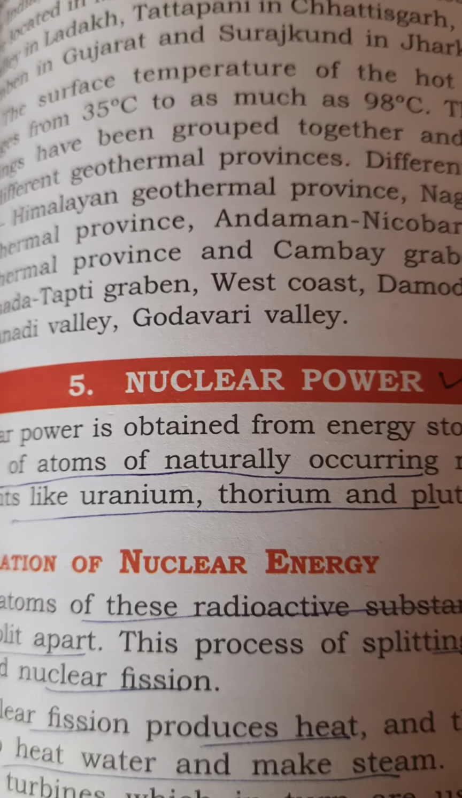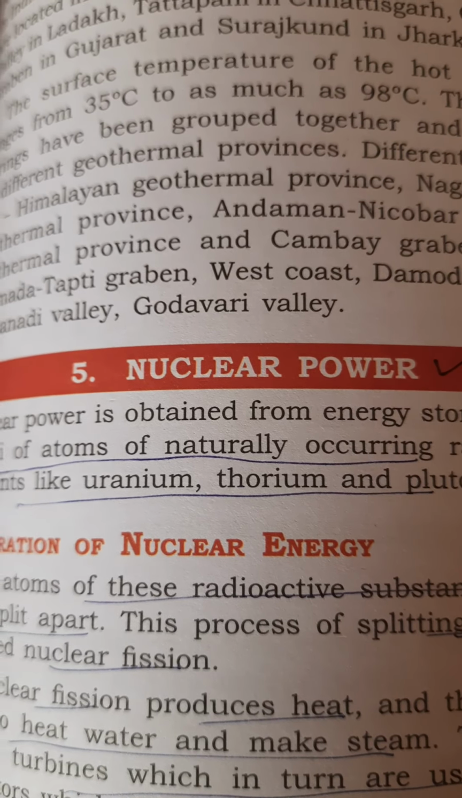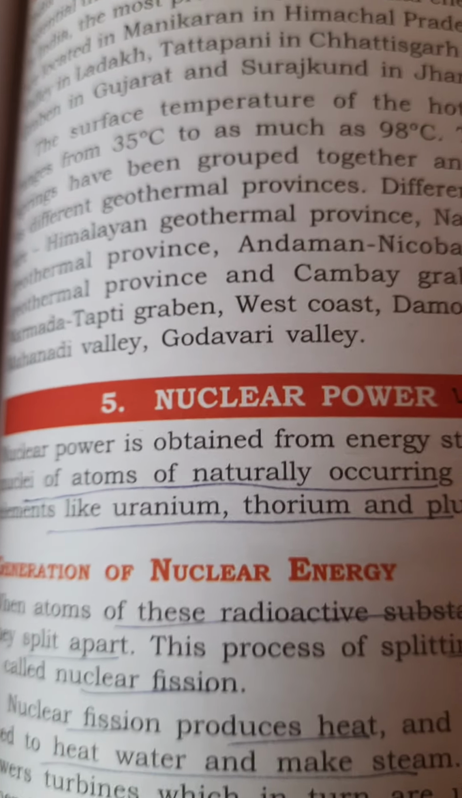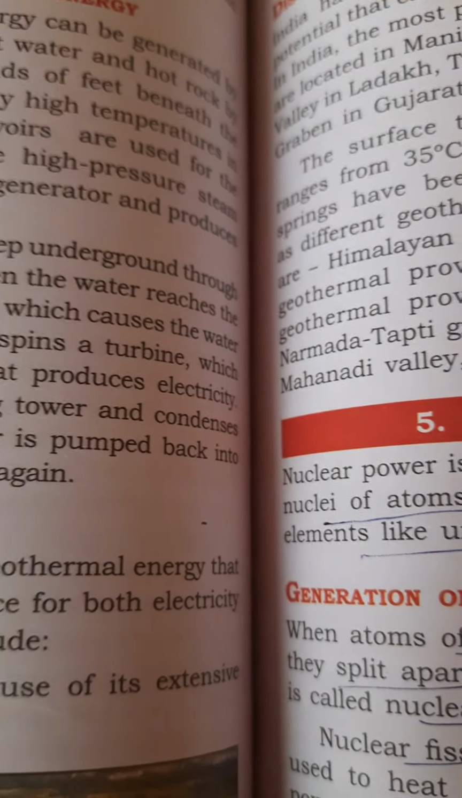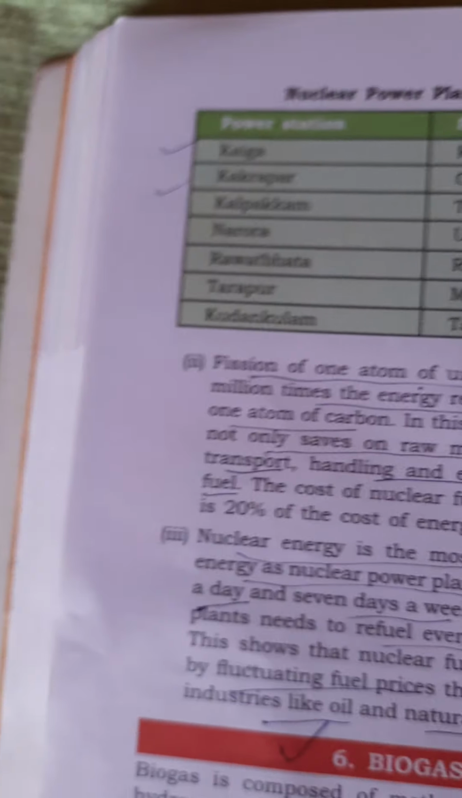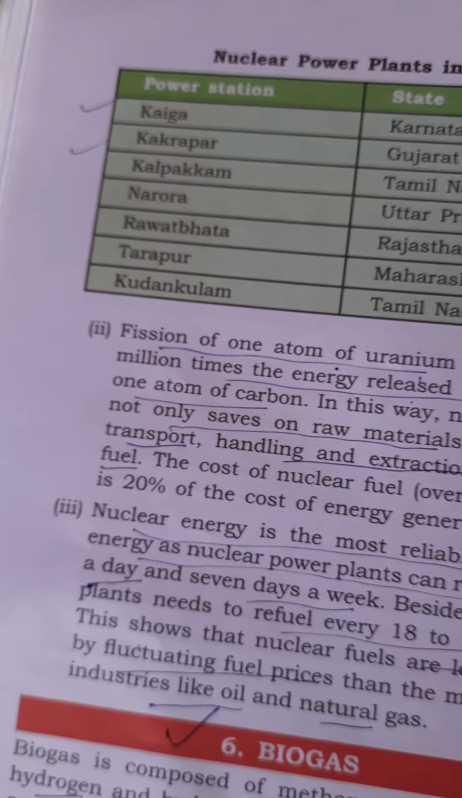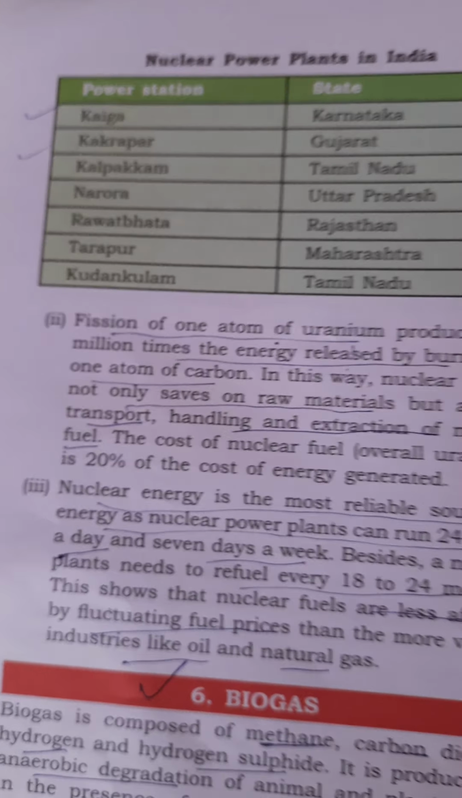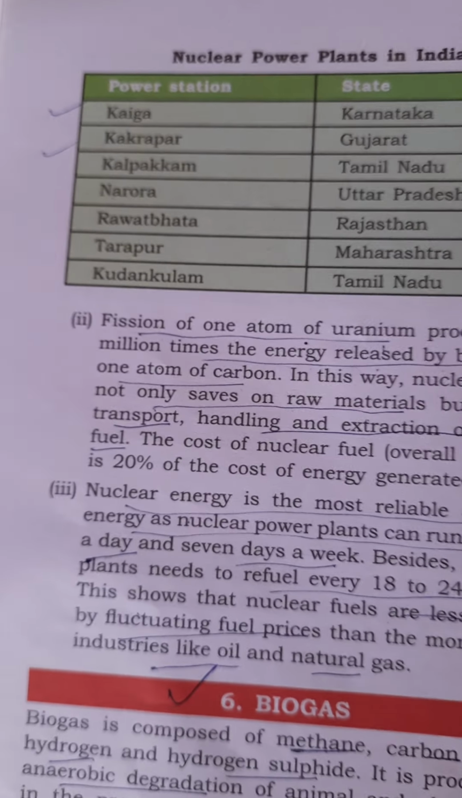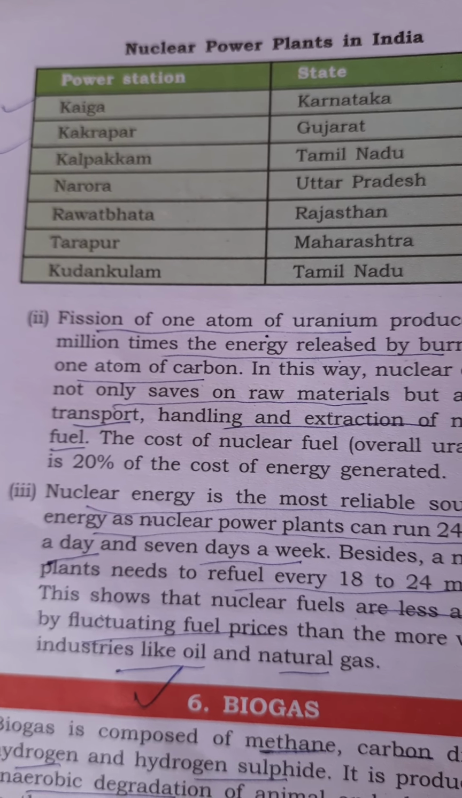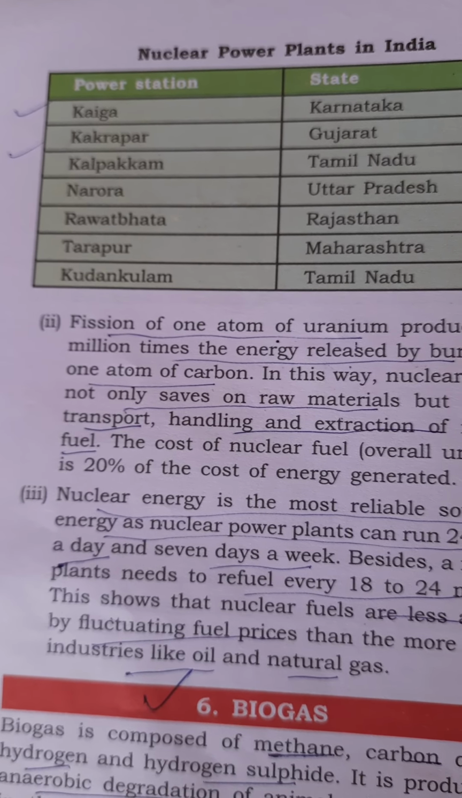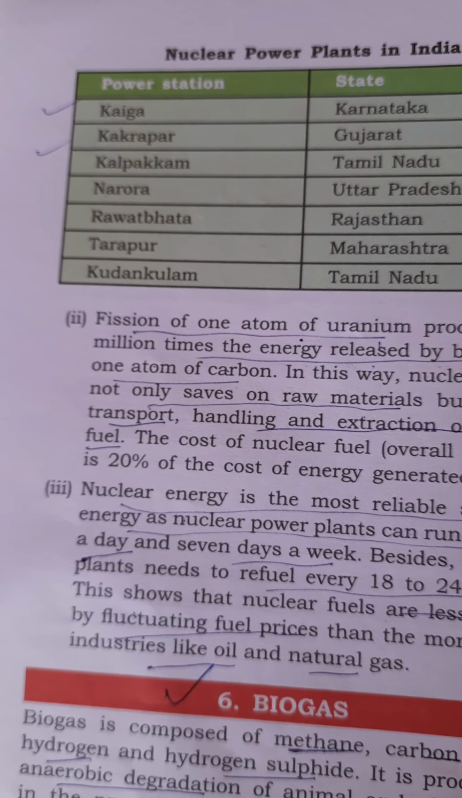Now, advantages: nuclear energy reduces the requirement of fossil fuels and thereby reduces the greenhouse gas effects. Since you're not using coal and petroleum, there will be less greenhouse gas in the atmosphere. Then, when nuclear fission takes place, one atom of uranium produces 10 million times more energy than the burning of one atom of carbon.